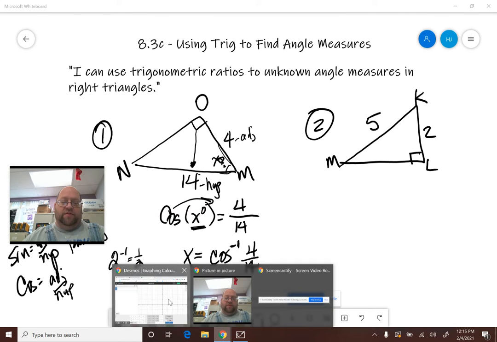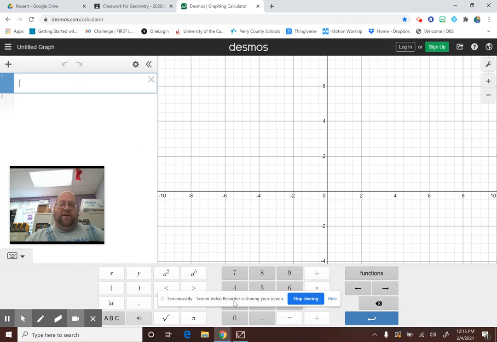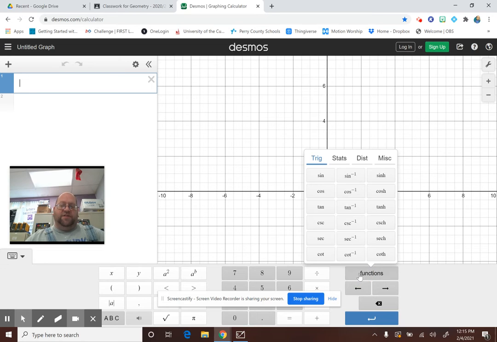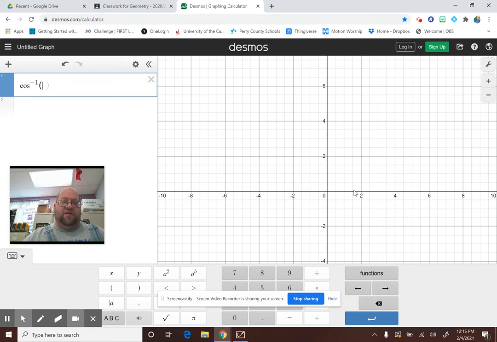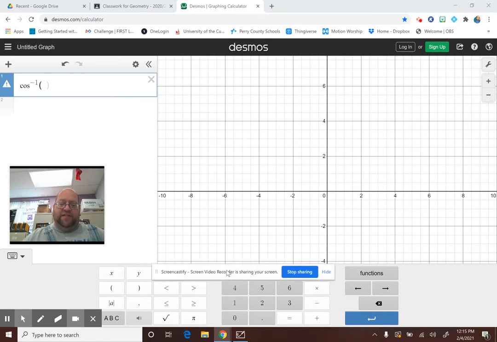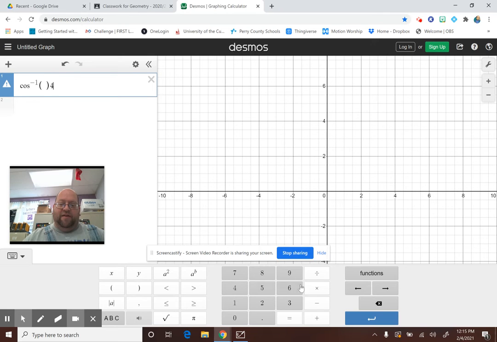So I'm going to go to my Desmos calculator. And again, if I go to functions, notice here I have sine raised to the -1, or inverse sine. I have inverse cosine and I have inverse tangent. So I need inverse cosine, and notice it goes ahead and gives me a parenthesis. So it's ready now for me to put something in there. And here I can just simply put in my fraction that I had, 4 divided by 14.